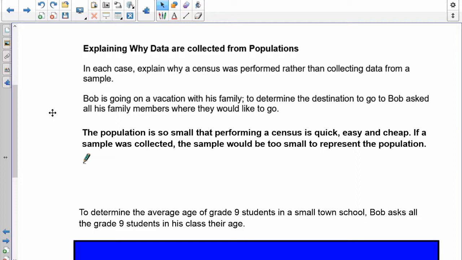Now, if a sample was collected, the sample would be too small to represent the population. So, for example, if you ask Bob's sister, her destination may not represent the total family.